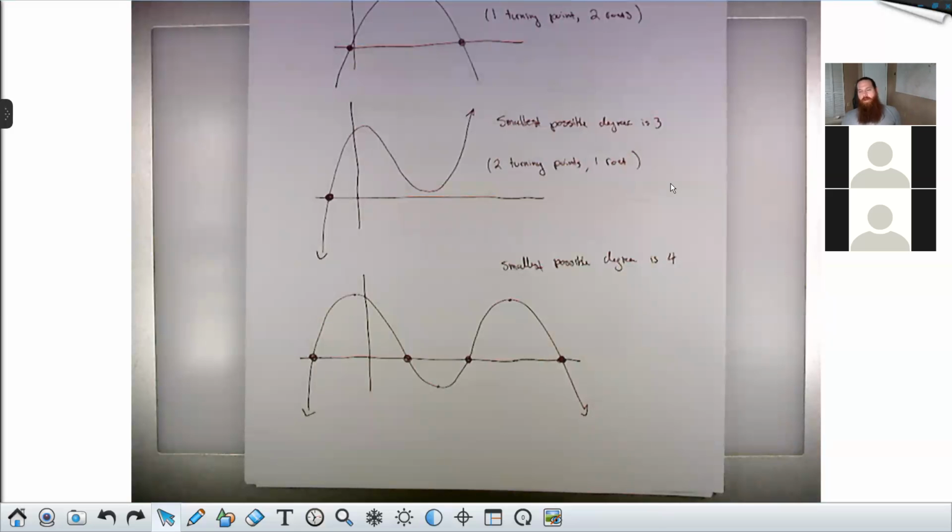Every root contributes a factor. So if you have 5 roots, you've got to be at least degree 5. Could be higher. Every turning point adds 1 to the possible degree, remembering that you begin with 0 turning points. A linear function has 0 turning points. If you've got 1 turning point, you've got to be at least degree 2. 2 turning points, at least degree 3. 3 turning points, at least degree 4.